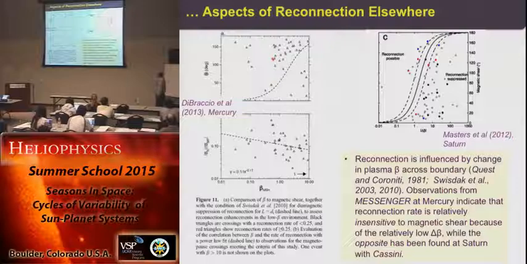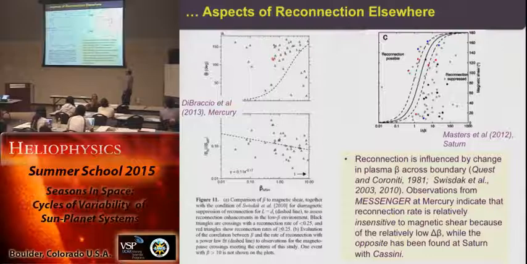The solid curve gives us the theoretical curve of separation between where reconnection is suppressed and where it is possible. And you'll see that where reconnection is possible, you need either an unusually low delta beta or an unusually high magnetic shear. Mercury has been studied by DiBraccio et al.